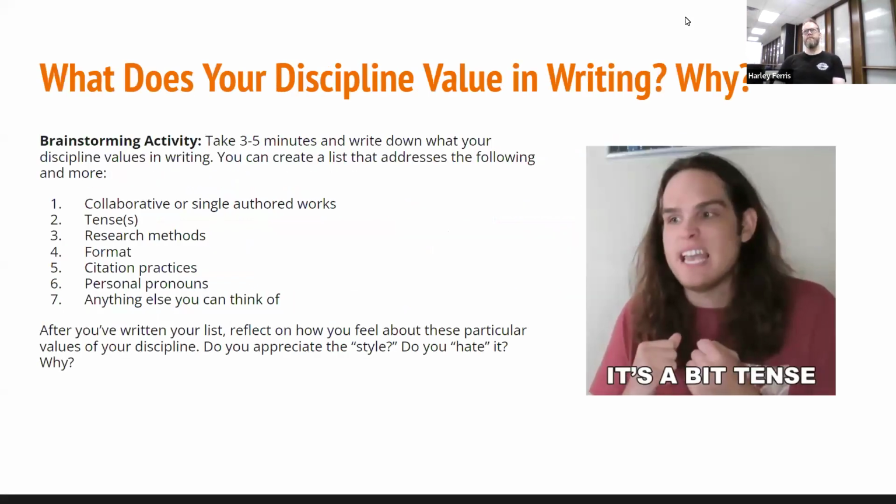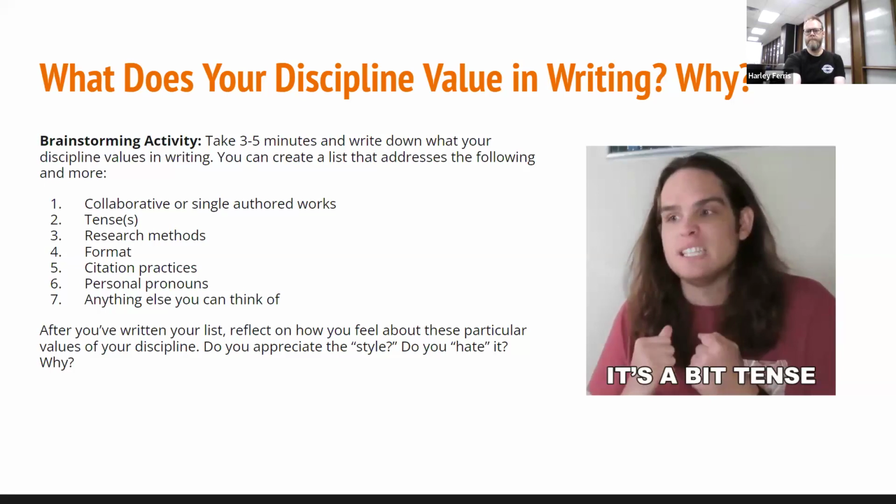We're going to start by taking about 3 to 5 minutes for you to brainstorm. I want you to consider the following questions about writing values and expectations in your discipline. Take 3 to 5 minutes and write down what your discipline values in writing. You can create a list that addresses the following or more. Does your discipline value collaborative or single authored work? What about tense? What about research methods? What format does your discipline value? What about citation practices? Does your discipline allow the use of personal pronouns, or do they want it as objective as possible? And then anything else that you can think of. Take about 3 to 5 minutes to brainstorm some ideas on what you think your discipline values in writing and why.